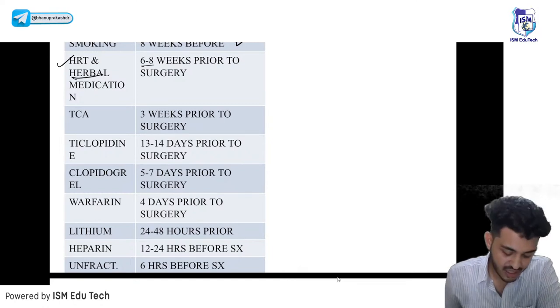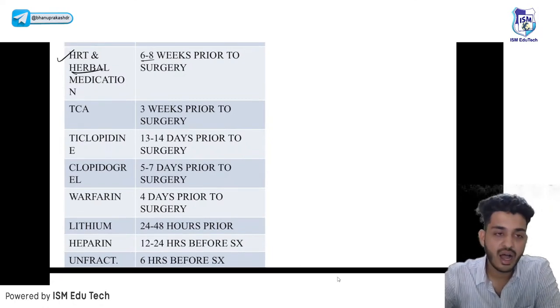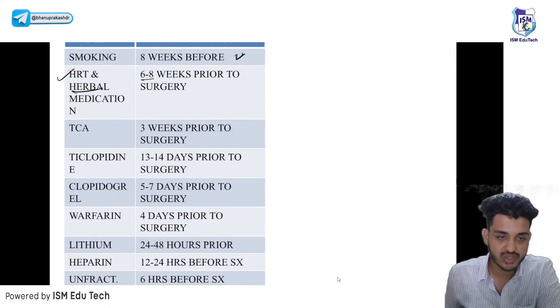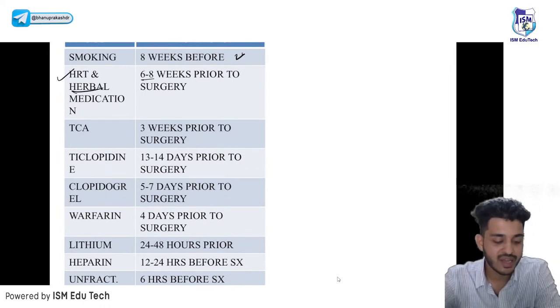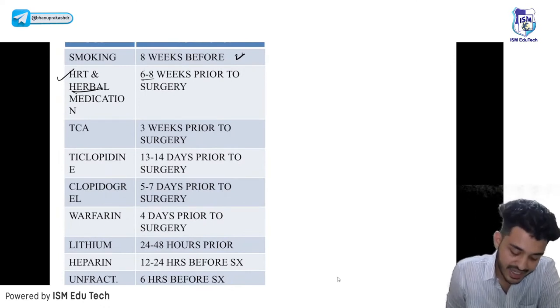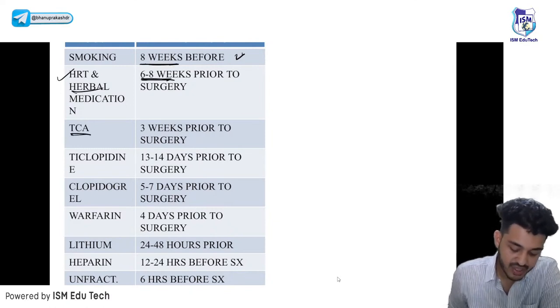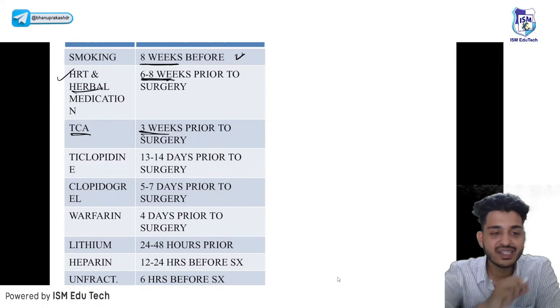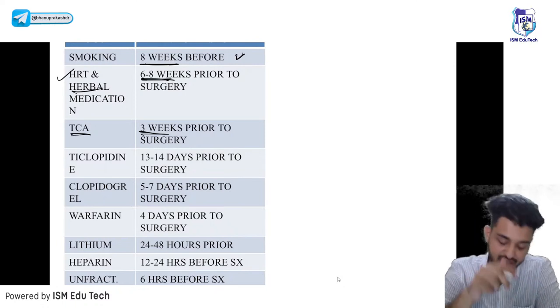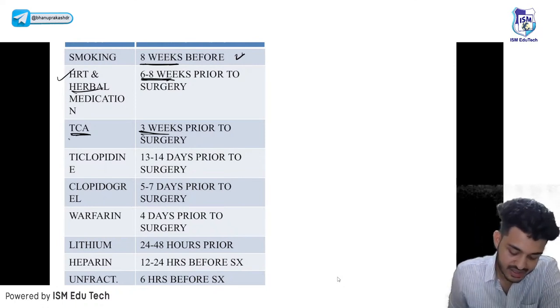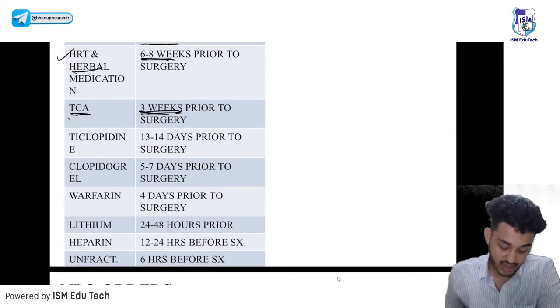Next thing is HRT, hormone replacement therapy, and herbal medication. We don't know what is in the herbal medication. HRT is a high dose of estrogen and progesterone, so we need to stop it. When do we need to stop it? 6 to 8 weeks prior. Tricyclic antidepressants, we need to just remember like T for 3, 3 weeks. Okay, remember like that, T is 3 weeks prior to surgery.